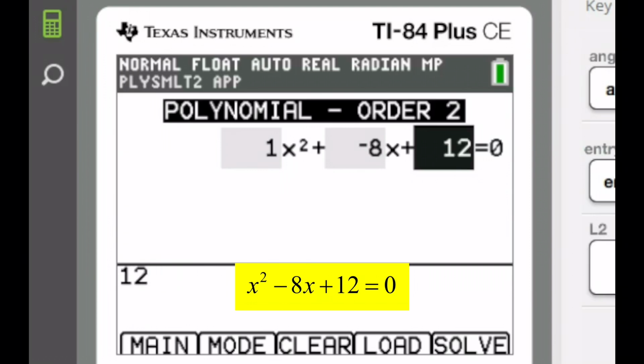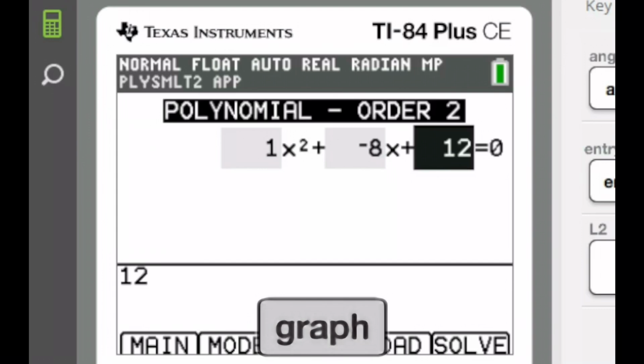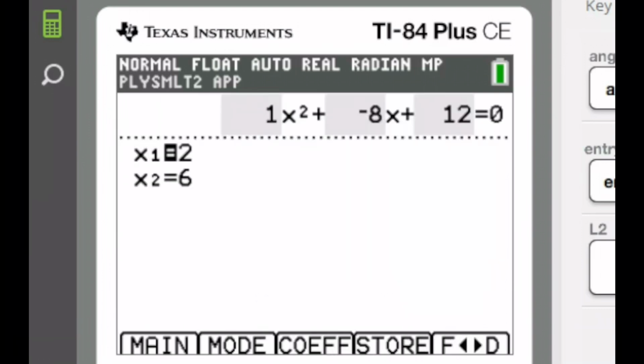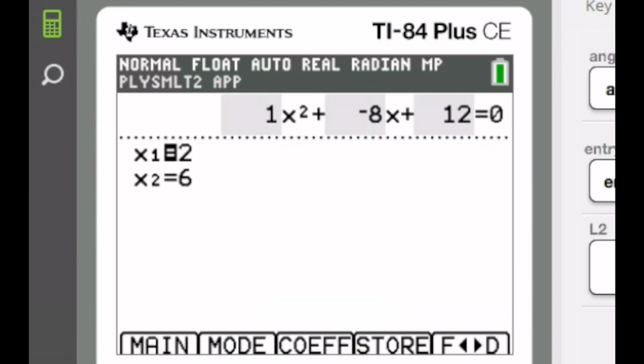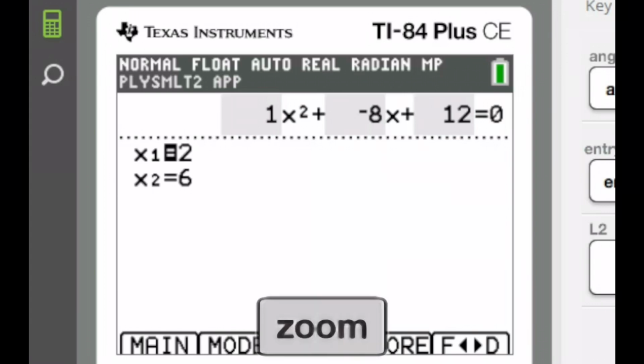Once everything is here, we press the graph button again to solve this quadratic equation. Then from the summary, we can see that the first answer is positive 2 and the second answer is positive 6. Sometimes when some of the answers are decimals or fractions, if you wish to have the interconversions, you can press the graph button to do the interconversion. If you have quite a lot of quadratic equations to solve, you can press the zoom button to change the coefficients.